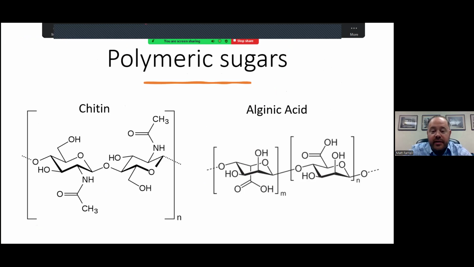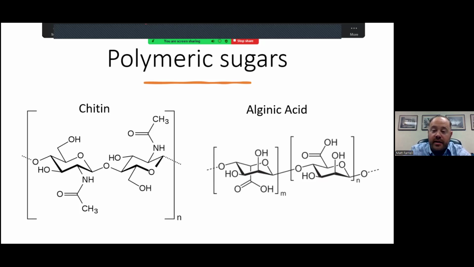Once we start putting many of these units together, we start forming polysaccharides or polymeric sugars. So I'm showing you two natural sugar polymers that I find very interesting. Here on the left, if you've ever heard of it, is chitin. We love eating seafood, right? This is the polymer that's the backbone in the crustaceans of things like crabs, shrimp, and lobster. And this is the second most abundant polymer that there is naturally occurring here on Earth.